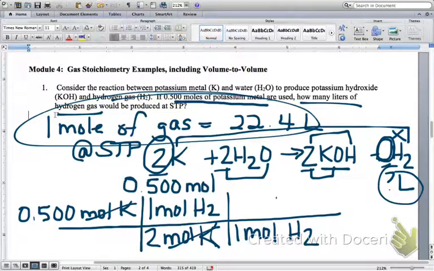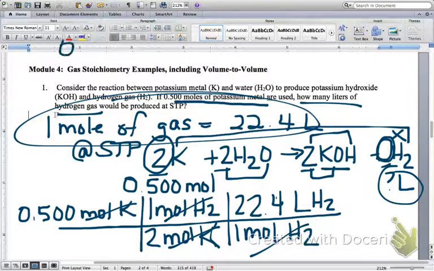Say it louder. 22.4 liters is going to go on the top. 22.4 liters of hydrogen. And so now my moles of hydrogen cancels out. So when I go to enter this into my calculator, what am I going to enter? I'm going to start with 0.500, and then what am I going to do? Times by what? 22.4, and times 1, if you want to throw the 1 in there.